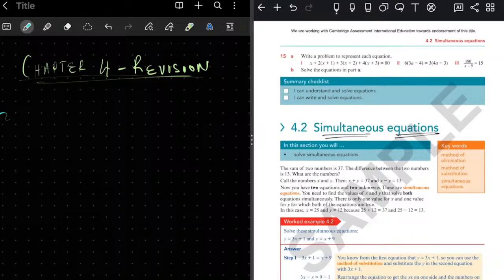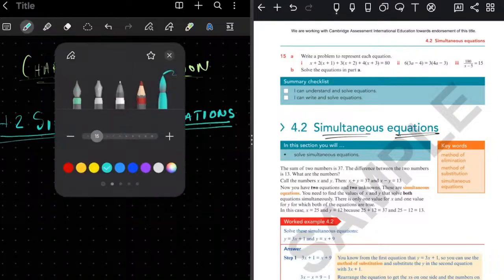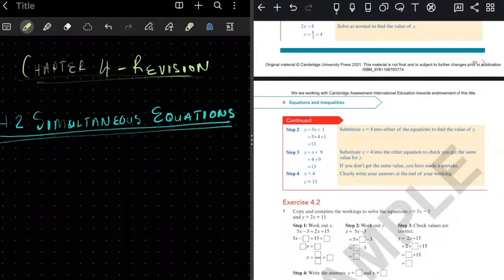So the first thing we're going to do is 4.2. We kind of did it, but I want to make sure you all know simultaneous equations. I have to give quite a lot of work so that you can practice and practice in a way that you never forget again. Are we agreeing? All right, good. Let's go. So simultaneous equations, here is what you do.